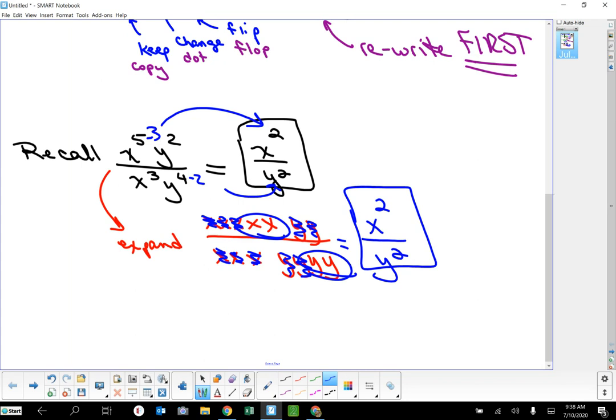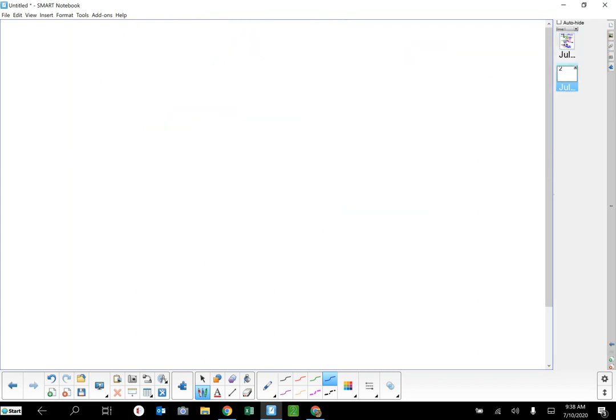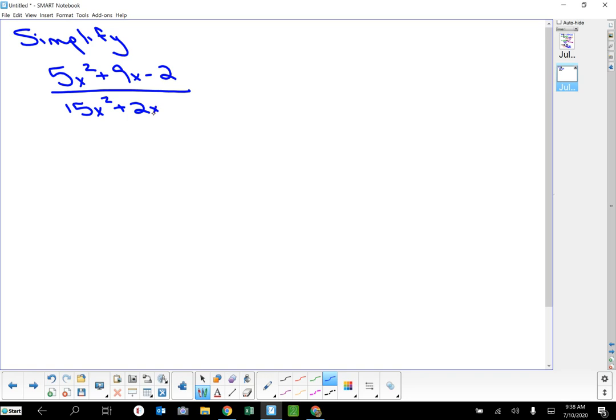Okay, now here's the meat of this lesson. We're going to go through and do a couple of examples. You're going to simplify 5x squared plus 9x minus 2 over 15x squared plus 2x minus 1. We're going to divide that by x squared minus 4 over 3x squared plus 13x plus 4. All right, so the first thing you need to do, because this is a division problem, is rewrite this as a multiplication problem.